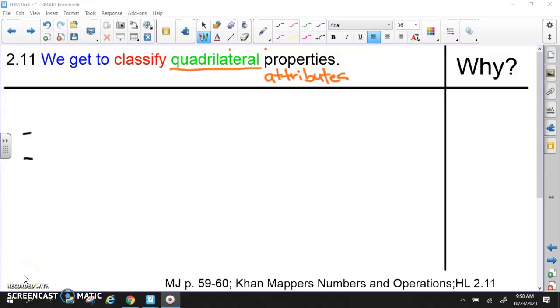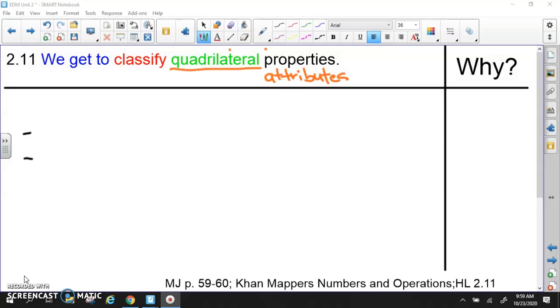We're doing 211. We get to classify quadrilateral properties. Will you give me that definition of properties, please? Let me give you some details about this person right here. He has blonde hair and blue eyes and pale pink skin, and he's wearing a gray and black and green sweatshirt. Okay, that's properties.